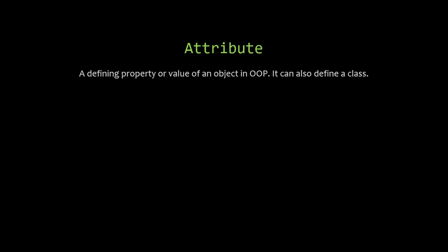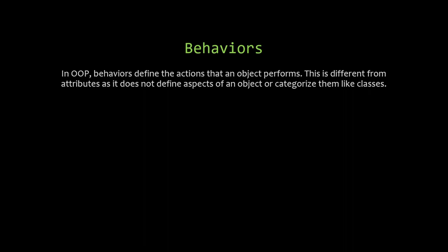Next, we have attribute. Attribute is a defining property or value of an object in OOP, object-oriented programming, and it can also define a class as well. Next, we are going to be going over behaviors. Those are the things that define the actions that an object performs. Now, this is a little bit different from attributes because it does not define the aspects of an object or categorize them like classes do. So sort of like classes, but they're still a little bit different.